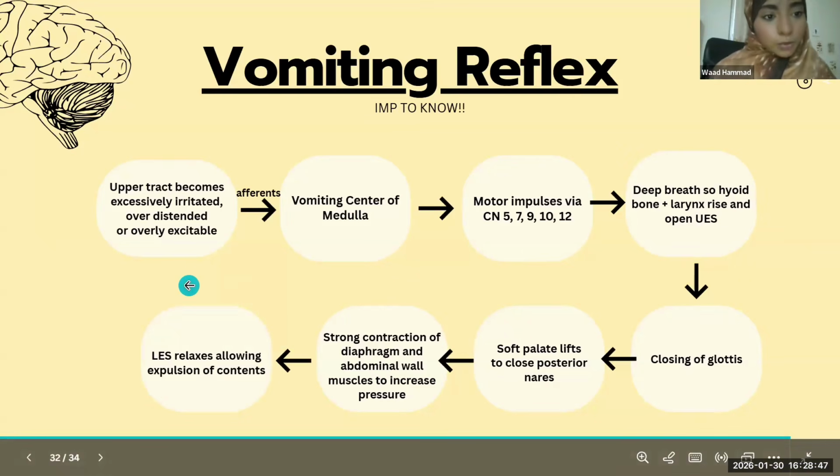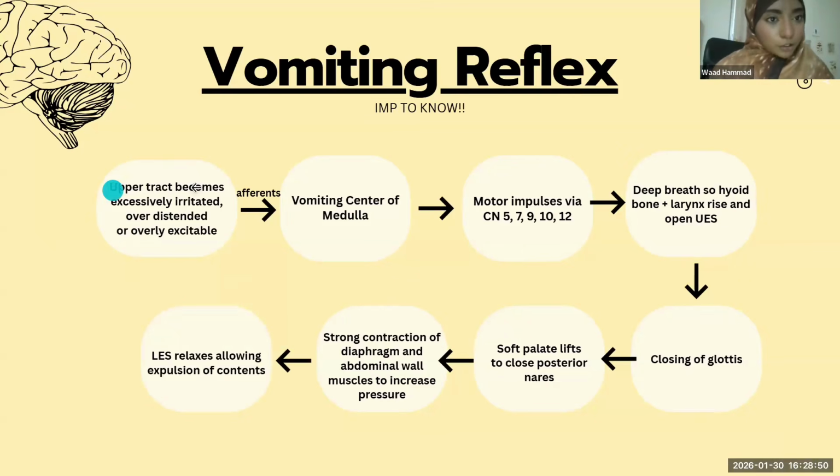So just a quick recap, our GI tract becomes irritated. It activates the vomiting center of the medulla. This sends motor impulses. So our hyoid bone and our larynx rise so that our upper esophageal sphincter is open. Our glottis closes so that no vomit goes into our respiratory system. Our soft palate lifts so that it can block our posterior nares, so none of it goes into our nose area. And then our diaphragm and abdominal muscles contract to cause an increase in pressure. And then the lower esophageal sphincter is the cherry on top. It opens, it's a direct path out, and the contents can go through 100%.